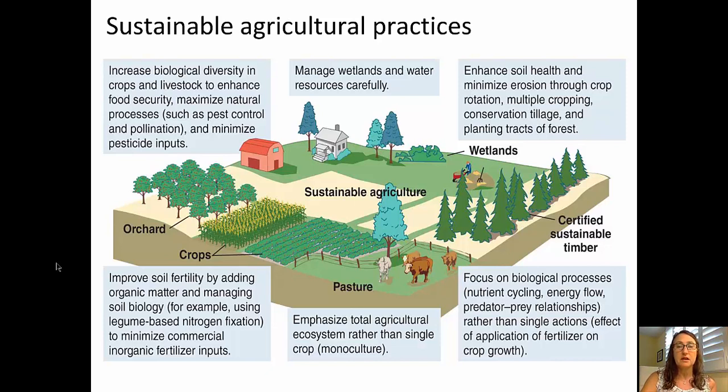Enhancing soil health and minimizing erosion can be done through crop rotation, through conservation tillage, and through planting tracts of forests. There is a focus in sustainable agriculture practices on biological processes, though taking into account things like nutrient cycling, the effects of the application of fertilizers on crop growth, and predator-prey relationships. Also important to sustainable practices is to emphasize the entire agricultural ecosystem and not just a single crop. And we can improve soil fertilities by adding organic matter, managing the soil biology, and minimizing commercial inorganic fertilizer inputs.